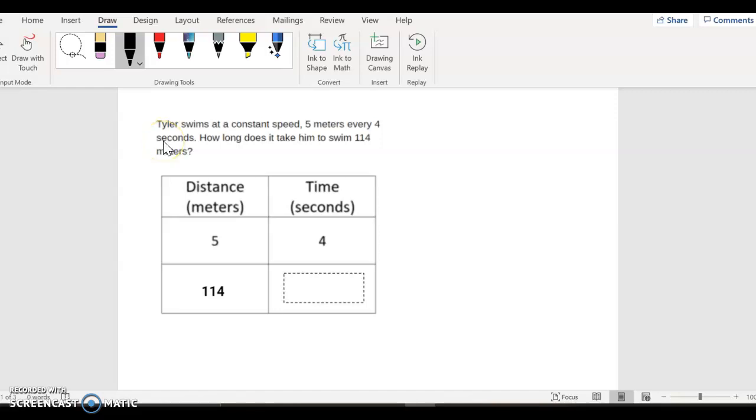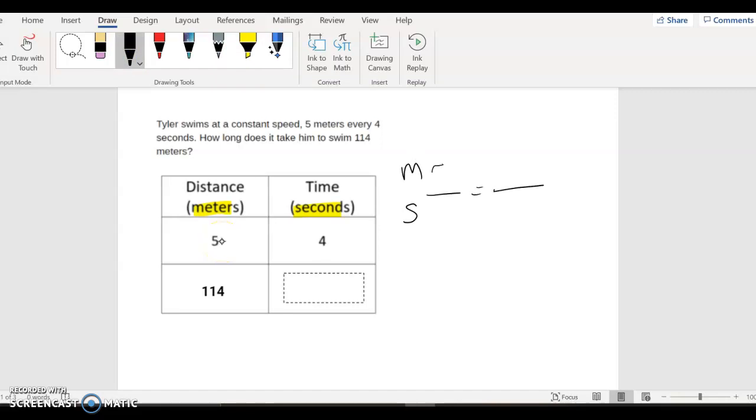So Tyler swims at a constant speed of 5 meters every 4 seconds. So we can see that information has already been put into the table for us. We want to know how long it will take him to swim 114 meters. So we're comparing meters and seconds. So I'm going to use M and S for my proportion.